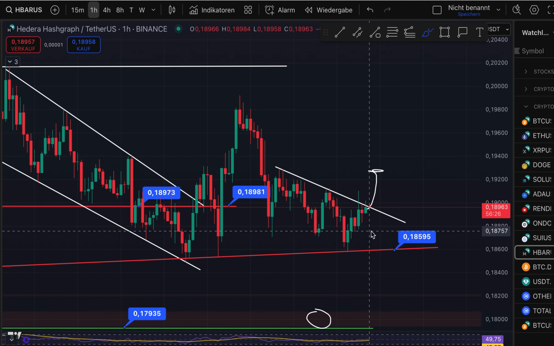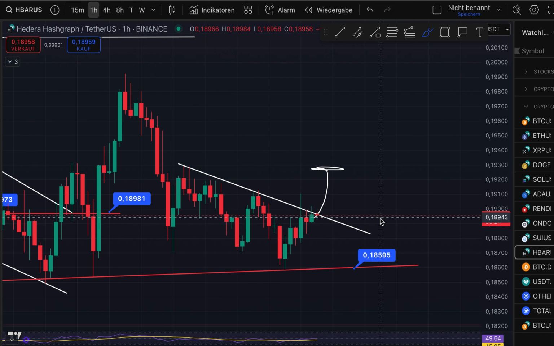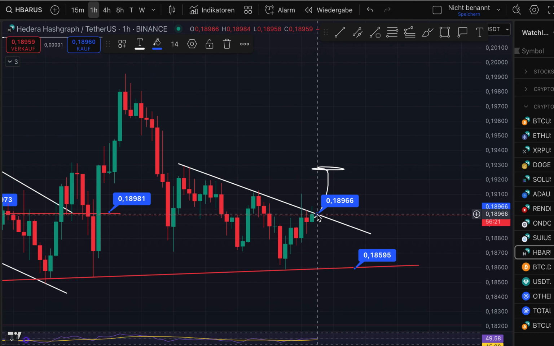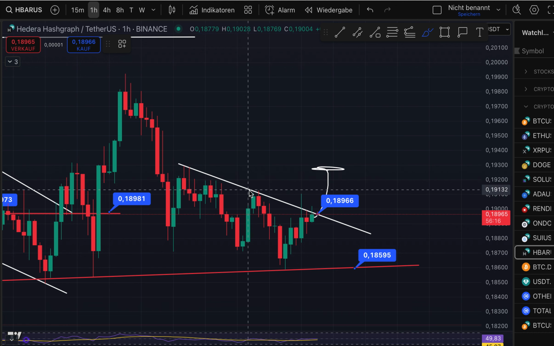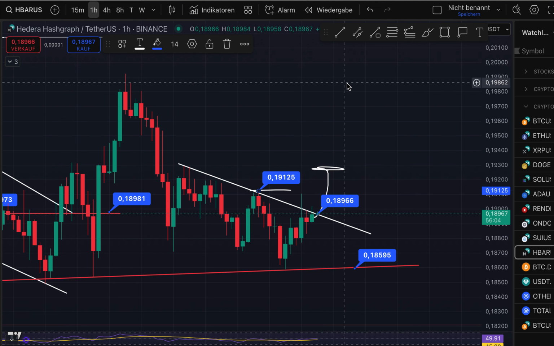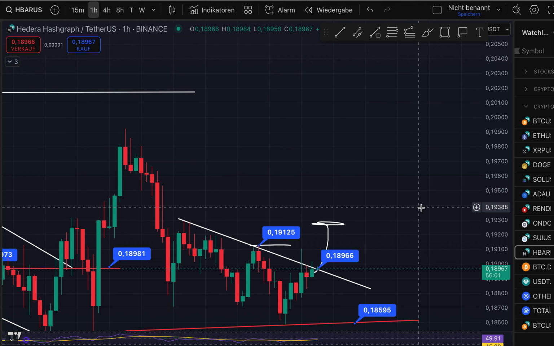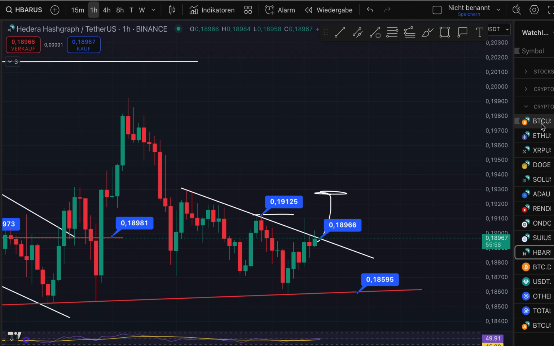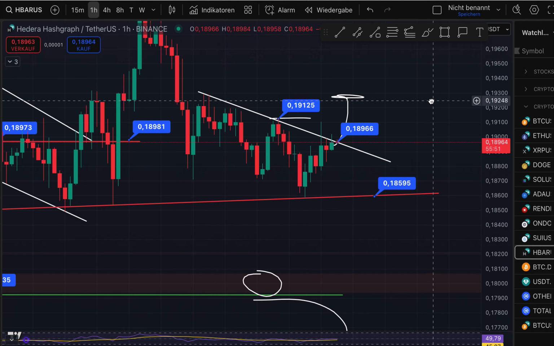So, in the end of the day, how would I do trades with HBAR? If we break here to the upside nicely, 18.96 cents, small long. If we afterwards get over 19.125, here's the price mark. If we get over it, then stop loss, break even, and just run the wave up. And then I would do it with HBAR like this. I will look into Bitcoin. If Bitcoin hits take profit areas, or the other coins, if they all hit my take profits, then I'm also going to take profits with HBAR.